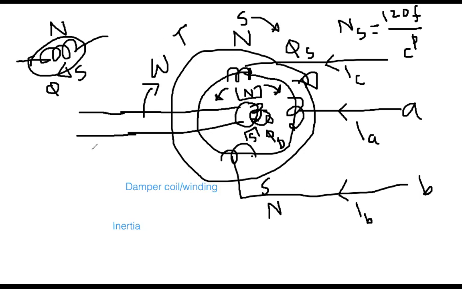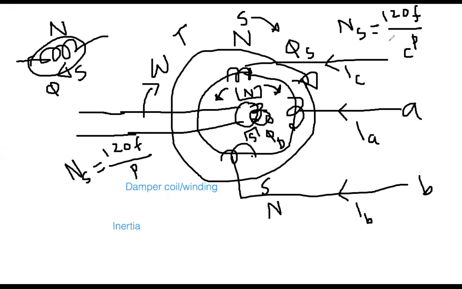And that shaft will gain the same speed, ns, which is 120 f over p. So in this case, this shaft will also have the same speed. This means your stator magnetic field speed and finally the shaft speed are the same. So everybody look, I understand that the shaft has started rotating. It overcame the inertia with the help of the damper winding, and it is rotating at the same speed.